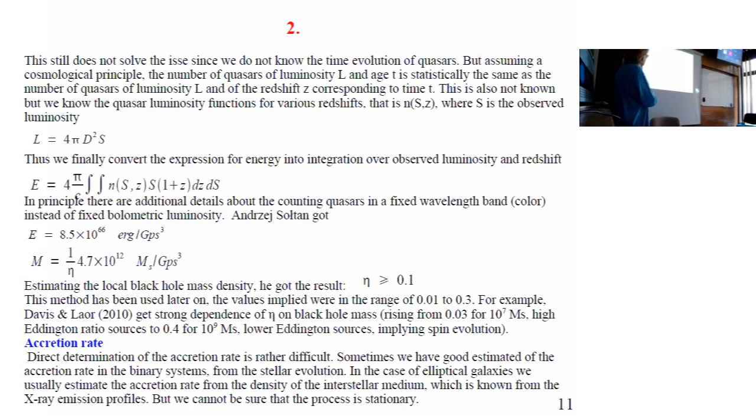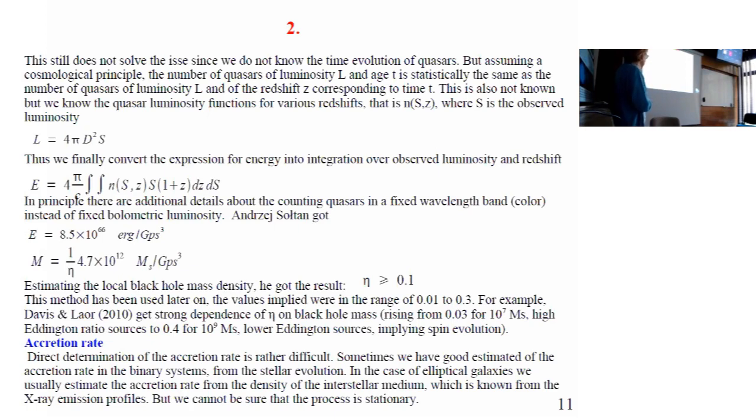So that came from the integration, and then this was compared to the number of black holes which were measured locally. And in his original paper, Andrzej, I think, is quite careful. He just said that this efficiency is higher, of the order of 10%. Later on, this method was used several times. I didn't look for the most recent application, but the older one is quite interesting.